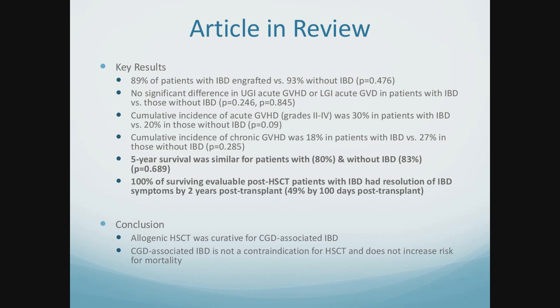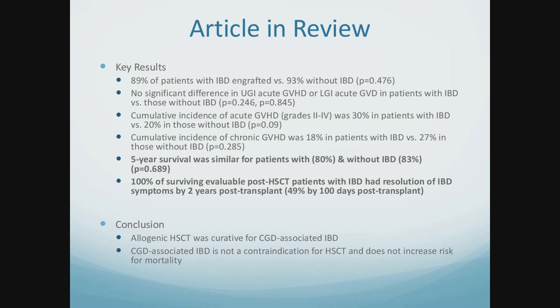The 2 big results that I think are important are, first, that 5-year survival was similar in these patients with IBD and without IBD, 80% and 83%. So still excellent survival rates at 5 years, and whether they had colitis or active colitis really didn't affect their survival. And second, 100% of patients with evaluable data who were post-transplant with colitis had resolution of symptoms by 2 years, half of them by 100 days post-transplant, which I found pretty clinically significant.